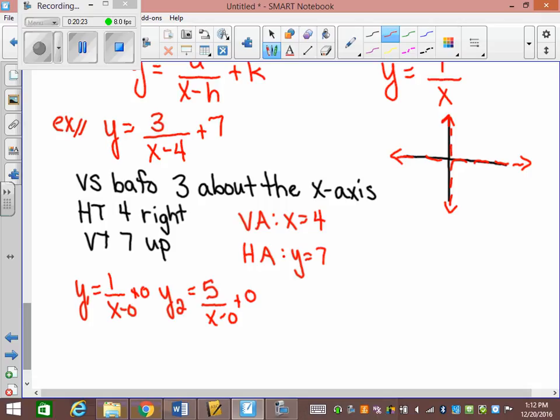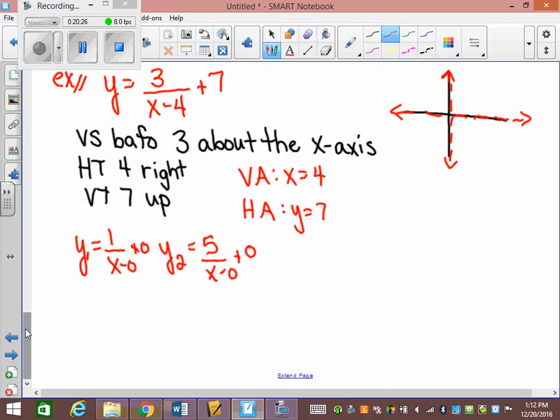What happens, though, leave y equals 1 over x in your y1, but in your y2 now put in negative 1 over x. What happens? It's reflected in the x-axis because of that a value, right? Before, it was a vertical stretch about the x-axis. This would be a reflection in the x-axis. That's the only real difference that happens with that.